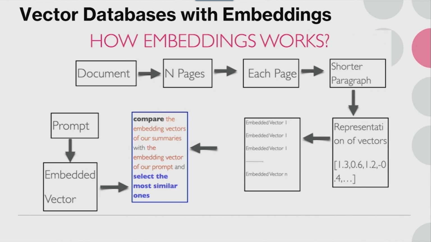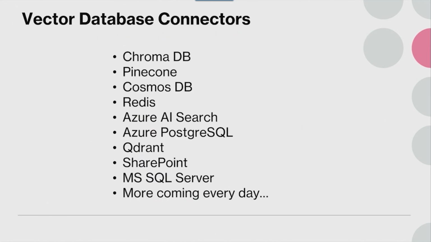And then it will compare the embedding vector of the summaries with the embedding vector of the prompt that you just embedded as well, and it will return you the results that you can find based on the cosine and the similarity, how close it is to what you asked for.